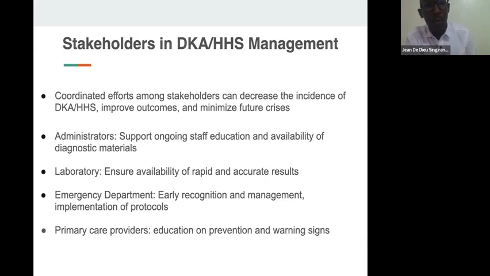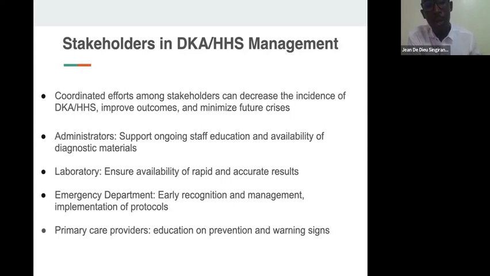The other thing is to cooperate with the laboratory. When you go to them and say, I need this sample, it is emergent, they will give you the result in 40 minutes instead of 2 hours or 6 hours. Imagine sending a potassium to the lab and waiting for the result for 6 hours. It is very bad. The third point is the emergency department.